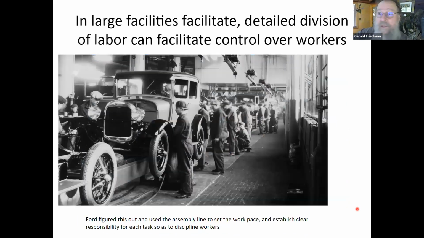Large facilities, detailed division of labor. You can control the workers better. So you're taking advantage of heat transfer, you're taking advantage of division of labor, and also you get, like this guy over here, his job is to tighten a bolt. The cars roll off the line, you notice a bolt is loose, you know who did it. So you can order him around more effectively. Clear responsibility.